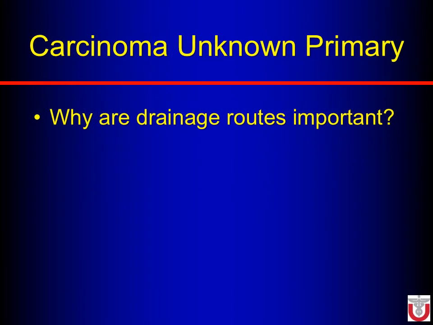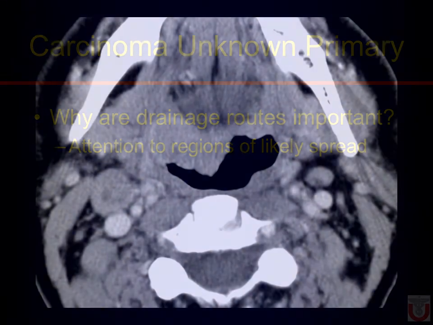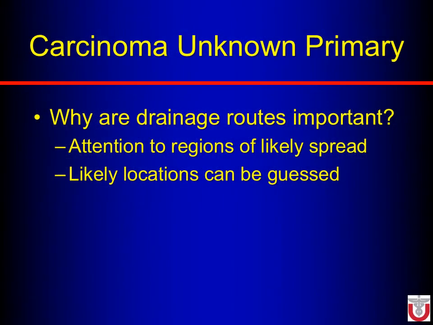So how about drainage routes of lymph nodes? Are those important? Well, they are. For one, it draws attention to regions of likely spread of primaries. If we have a primary or certain location, we can think about what lymph area. So here's a patient with a pathologic cancer here on the base of tongue, and we think about base of tongue and the palatine tonsil often draining to level 2, so we're going to look at the level 2 nodes very closely.